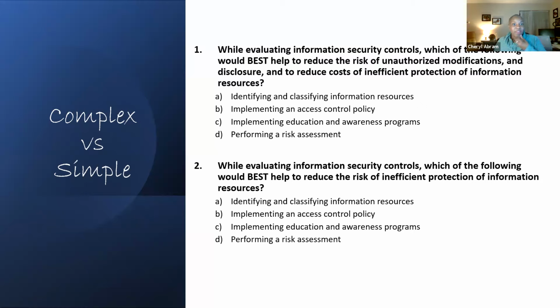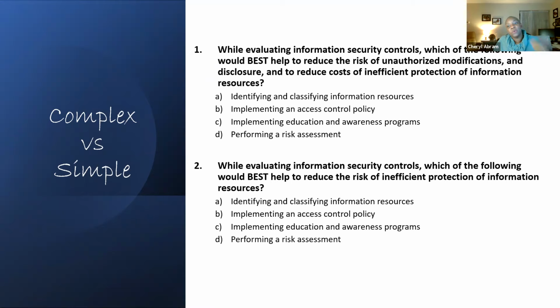Number one, while evaluating information security controls, which of the following would best help to reduce the risk of unauthorized modifications and disclosure and to reduce costs of inefficient protection of information resources? It's like, what do you want me to do? I mean, this is very complex. It's a complex stem. They want to know risks related to information disclosure. They want to know disclosure and cost reduction. Okay, what do you want me to answer, right?